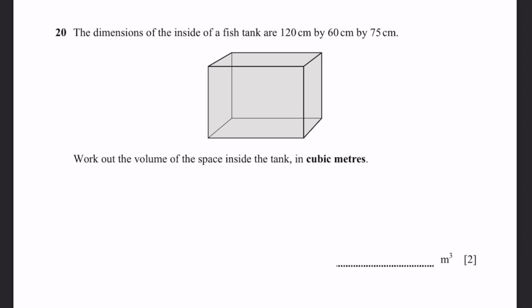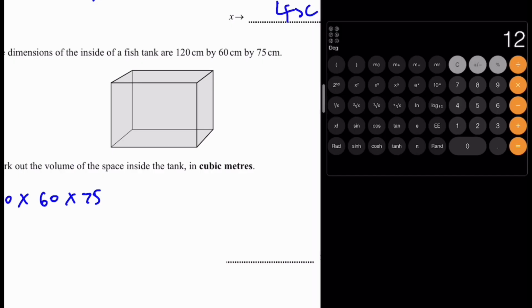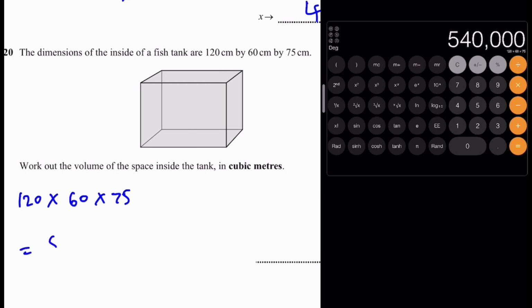The dimensions of the inside of a fish tank are 120 by 60 by 75 centimeters. Work out the volume of space inside the tank in cubic meters. So first let's find out the volume in centimeters cubed. 120 multiplied by 60 multiplied by 75. We can use a calculator for this. 120 into 60 into 75. You have 540,000 centimeters cubed.